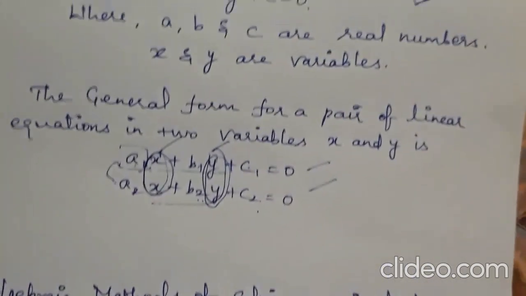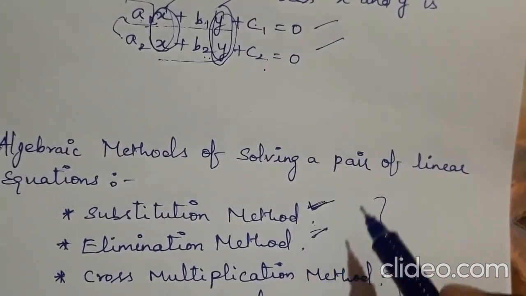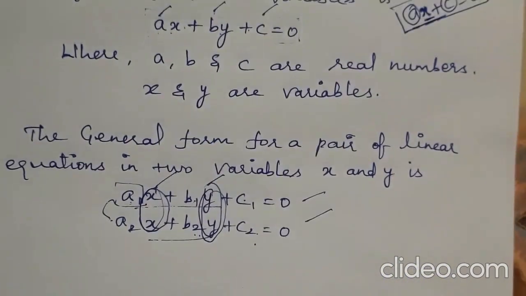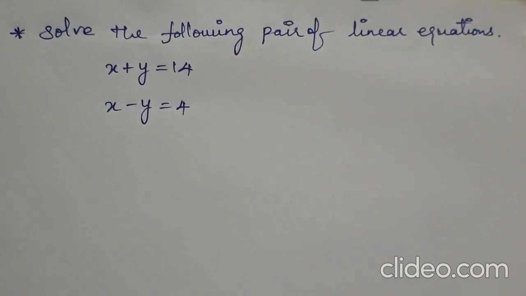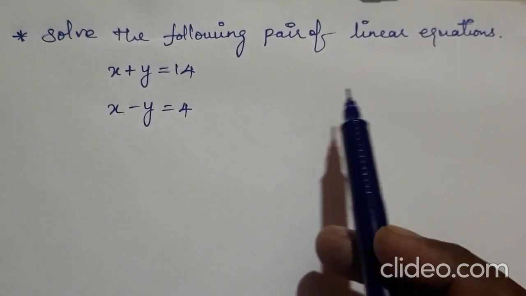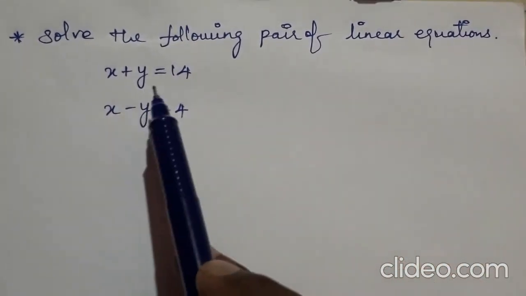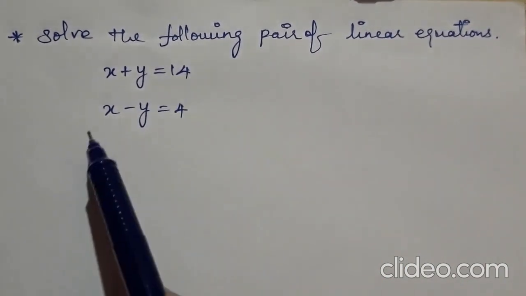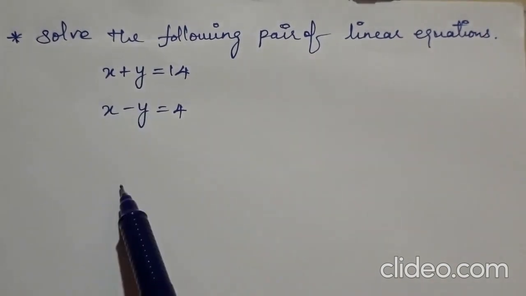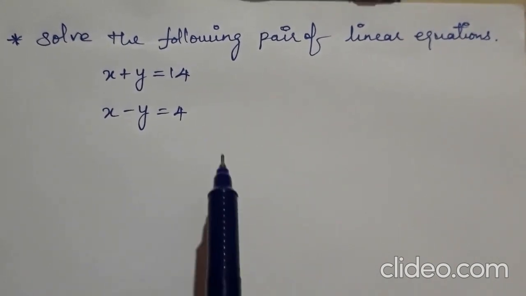Next, we are going to solve one problem by using the first method, the substitution method. Let us see the question. Solve the following pair of linear equations: x plus y is equal to 14, x minus y is equal to 4. Your variables are x and y. First we are going to solve by using the method of substitution.